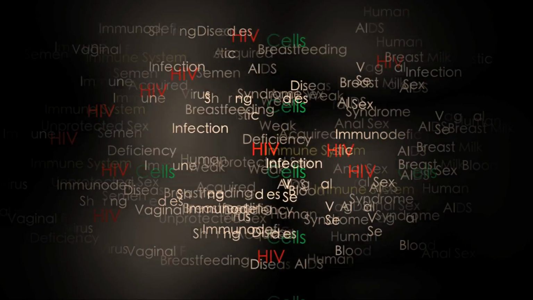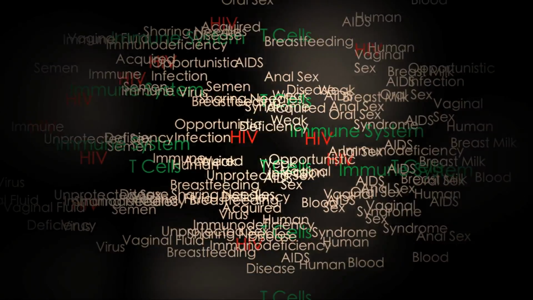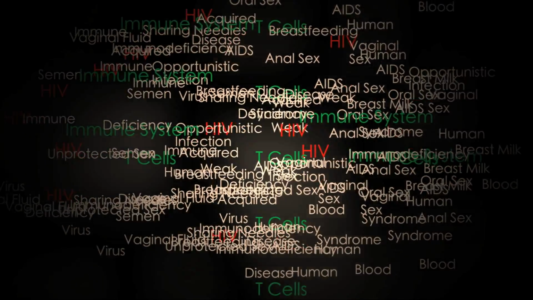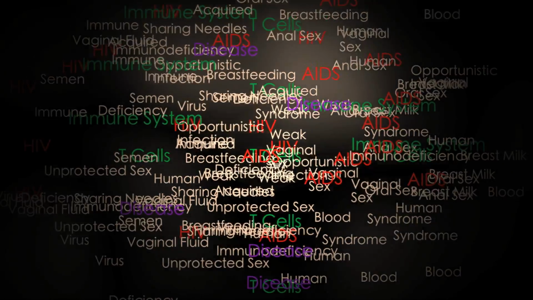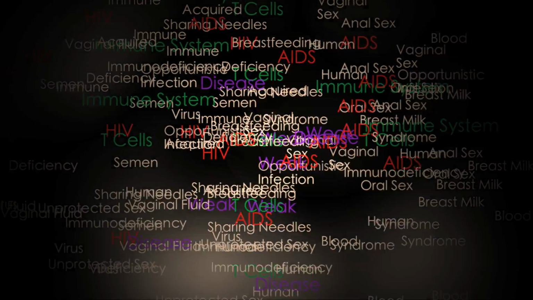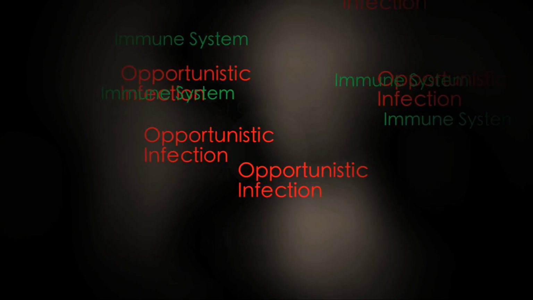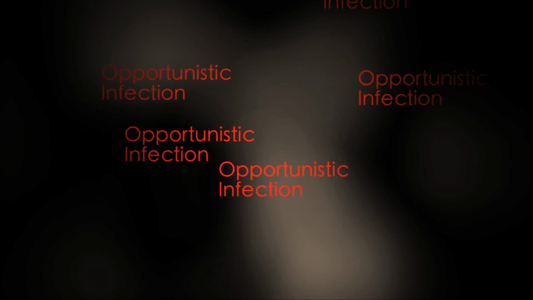HIV attacks certain T cells in the body's immune system, making it harder for one's body to fight off diseases. When HIV progresses into AIDS, certain diseases that would not normally kill someone, like pneumonia, take advantage of the immune system's weak state and can actually kill you. We call these diseases opportunistic infections.